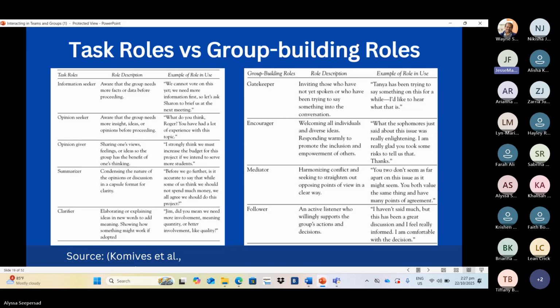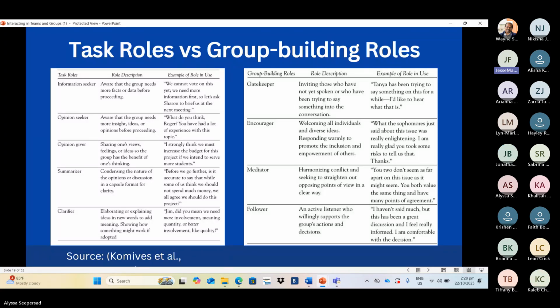Moving on to the group building roles. Firstly, we have the gatekeeper. This person focuses on facilitating communication from every member. They ensure each member has a chance to contribute to the discussion. Next is the encourager. This person would foster a positive atmosphere by inviting all individuals and diverse ideas. This person would motivate and empower each member in order to make sure that everyone feels included, that nobody feels like they're being left out or excluded.